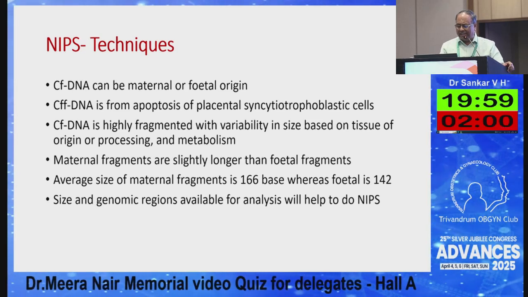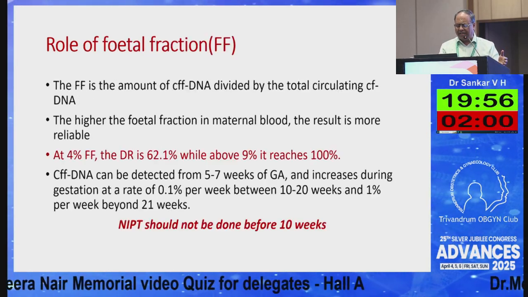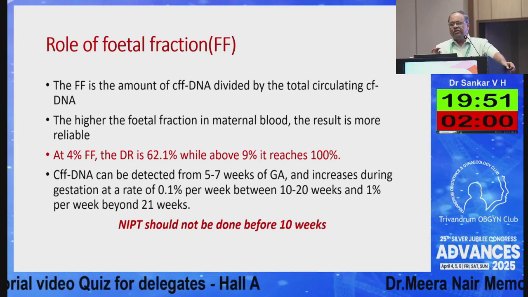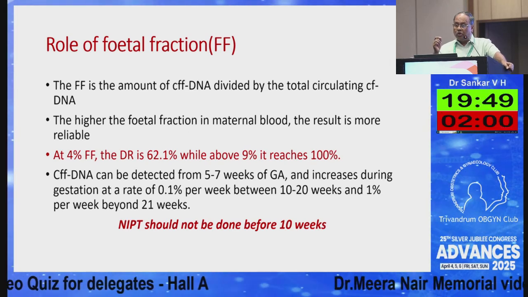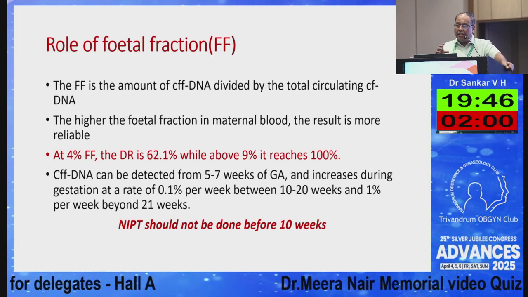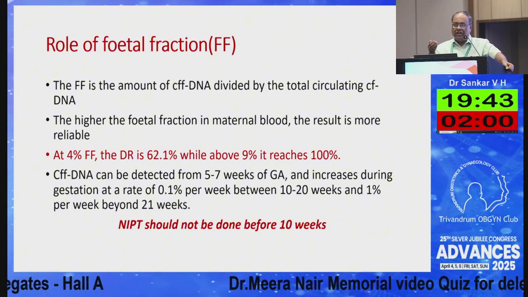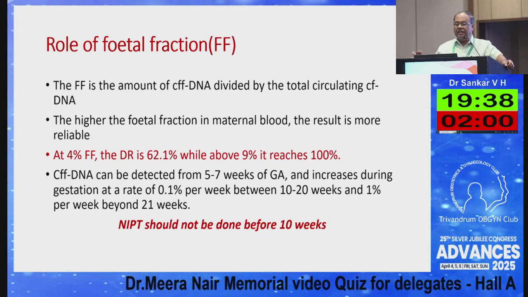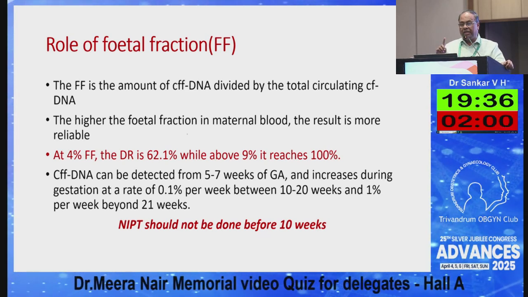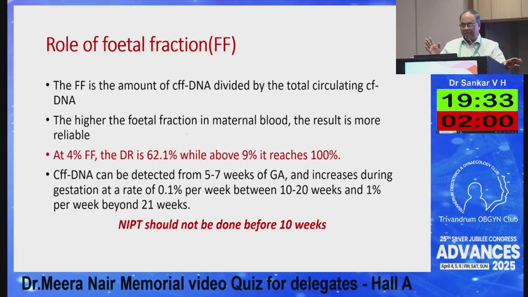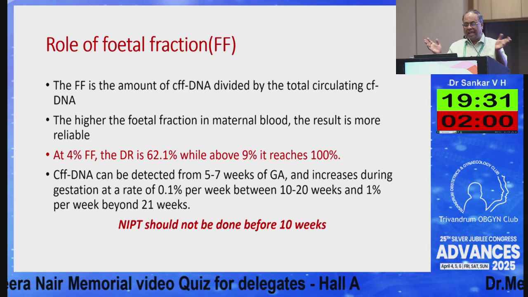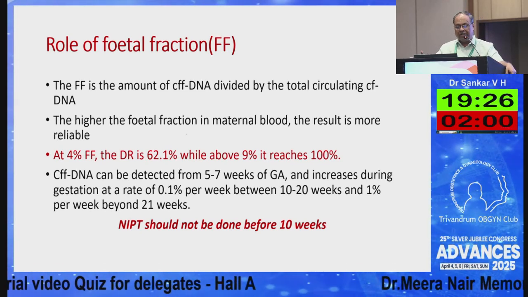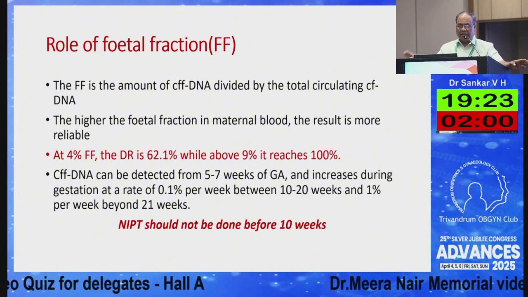These are some of the technical details which, if you are not able to understand very well, it's okay, it's not important. But this concept is important. Fetal fraction is very, very important. Fetal fraction is the amount of cell-free fetal DNA in the total cell-free DNA. That means if the fetal fraction is 5%, then 95% is maternal DNA. The higher the fetal fraction in the maternal blood, the more reliable the result. I will show one example after this of how this is calculated. At a 4% fetal fraction, the detection rate is only 62%, while above 9% it reaches 100%.